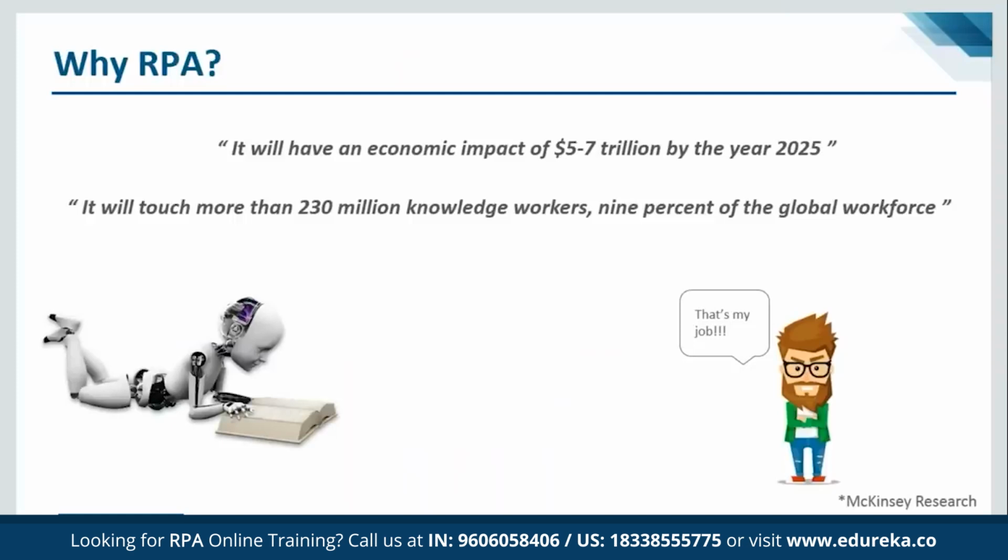$5 to $7 trillion is a huge amount of money, guys. It also says it will touch more than 230 million knowledge workers. All right, so don't get scared with this line, because it says it will touch the jobs of 230 million workers. So what that basically means is that whatever tasks you are doing today, maybe you'll not be able to do them tomorrow. Tomorrow might be a different job, or a different set of tasks will be expected from your job, right? So this is what is meant by touching more than 230 million knowledge workers. That is basically 9% of the global working population, right?